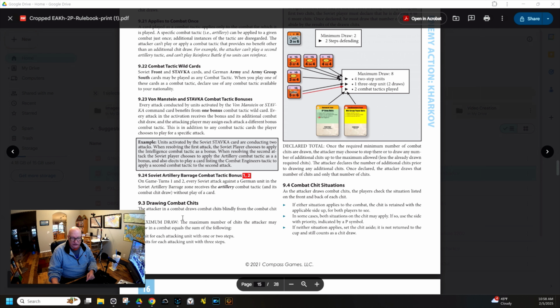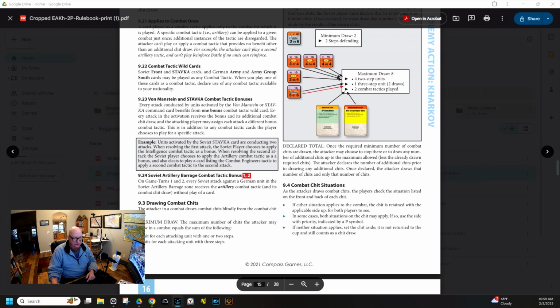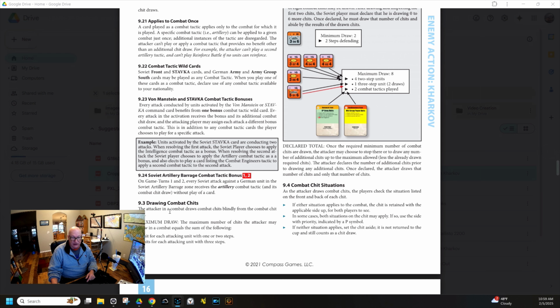Drawing combat chits. So now this is the way that we draw chits, right? The way we draw chits is the attacker in a combat draws combat chits blindly from a combat chit bag. I've got mine right here. This is what my combat chit bag looks like. And you would just reach in and pull out a combat chit, like so.